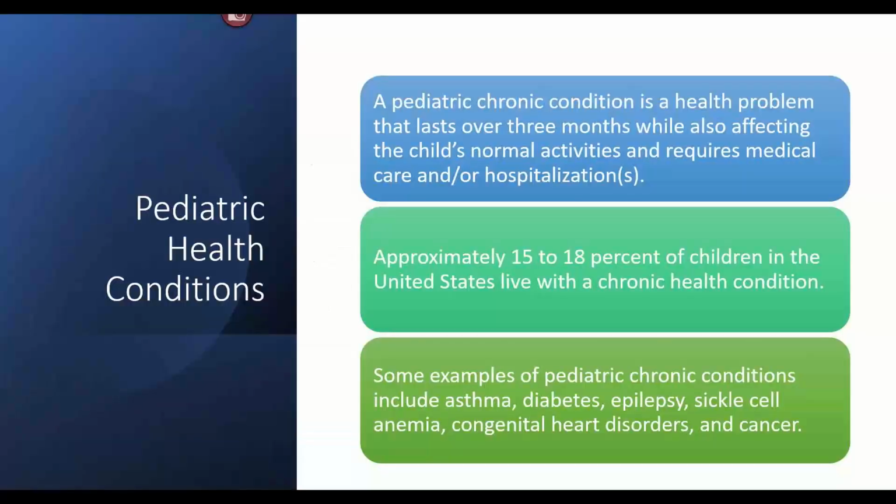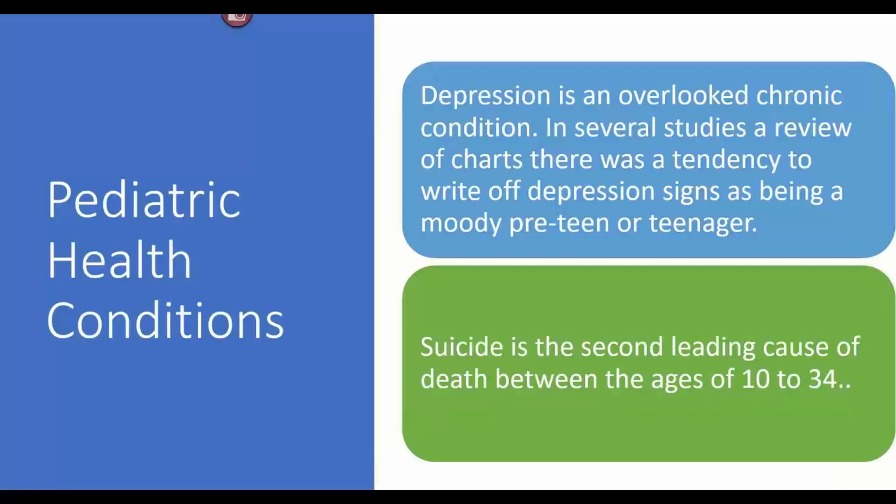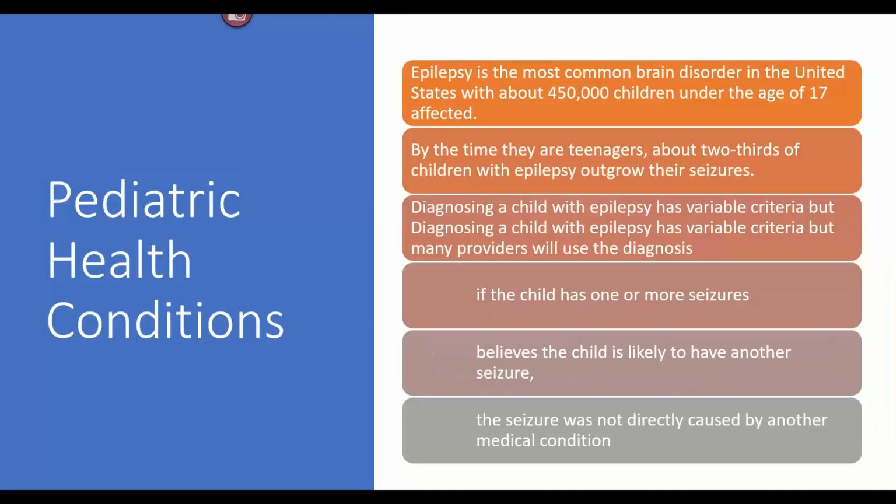So for pediatricians, a chronic condition lasts over 3 months, affects the child's normal activities, and requires medical care and hospitalization. Approximately 15 to 18% of the children in the United States live with chronic health conditions. Some examples include asthma, diabetes, epilepsy, sickle cell anemia, congenital heart disorders, and cancer. Depression is very much overlooked when we review charts. There is a tendency to write off depression as being moody in a preteen or teenager, but remember, suicide is the second leading cause of death between 10 and 34.